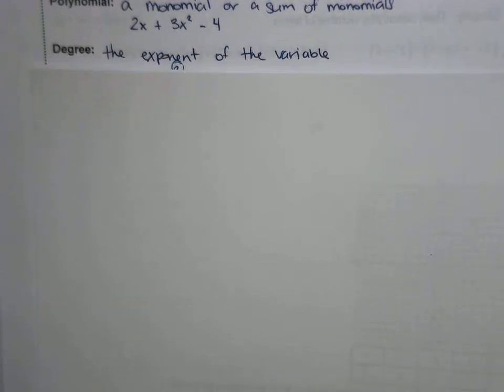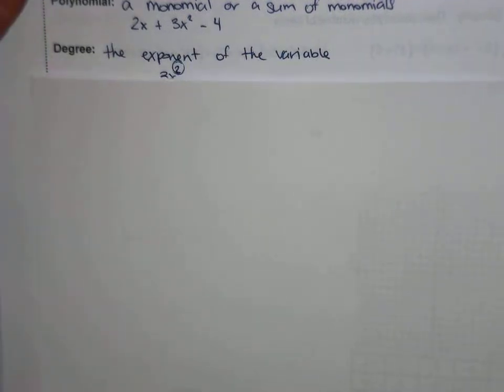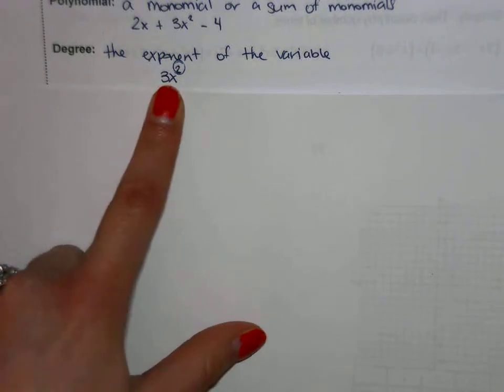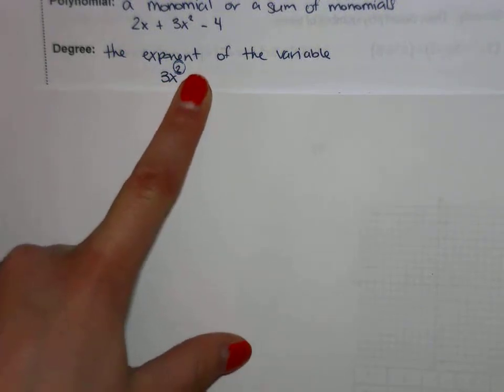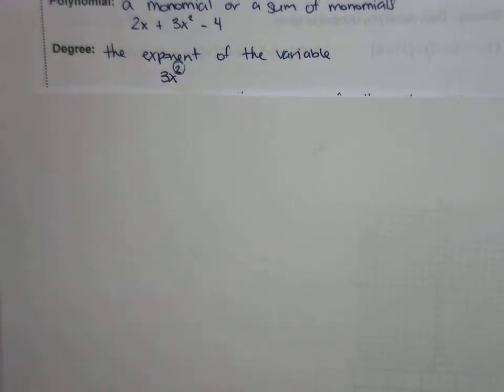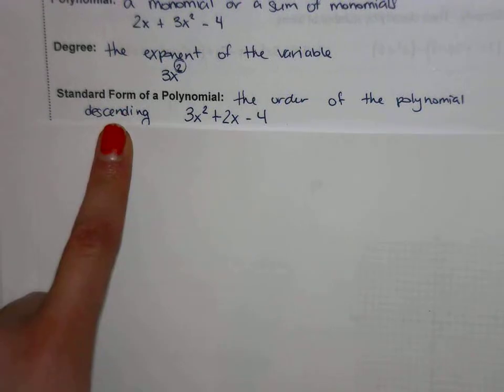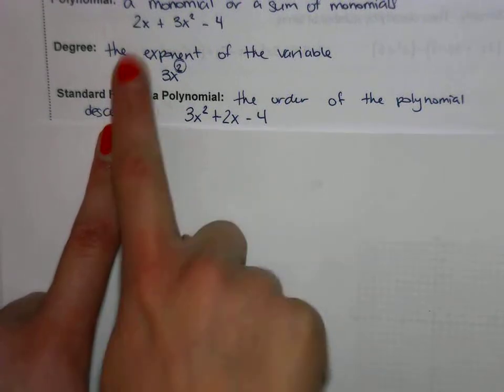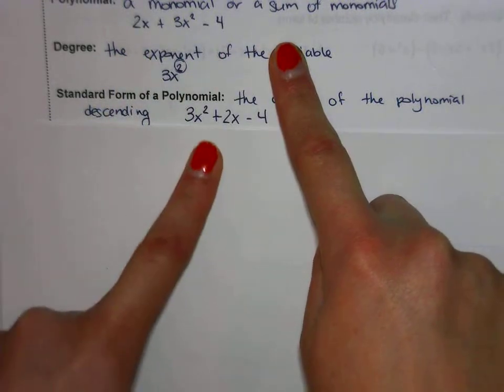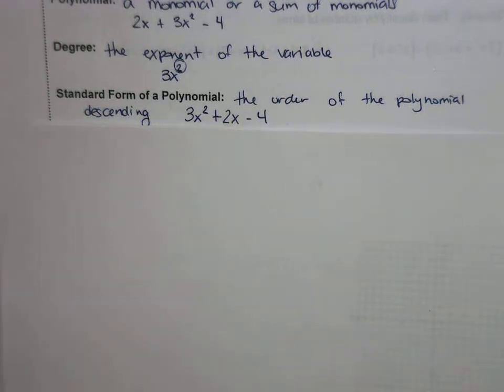The degree is the exponent of the variable. So for instance, if we look at 3x squared, our degree is the exponent, which is 2. So our degree is 2. Standard form of a polynomial is the order of the polynomial. It needs to be in descending order. So if we took our polynomial we have up here and wrote it in descending order, we'd have 3x squared plus 2x minus 4.